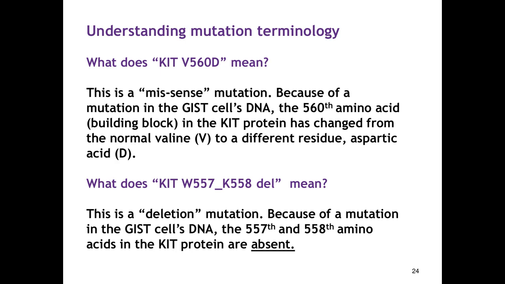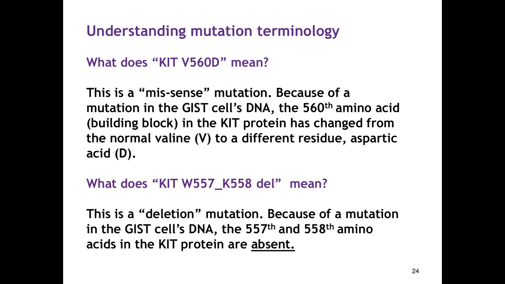So what does this terminology mean that you will hear with regard to mutations? For example, you hear about KIT V560D. What does that mean? That's a mutation found in some GISTs. We call it a missense mutation. The number 560 refers to the 560th amino acid in the KIT protein.